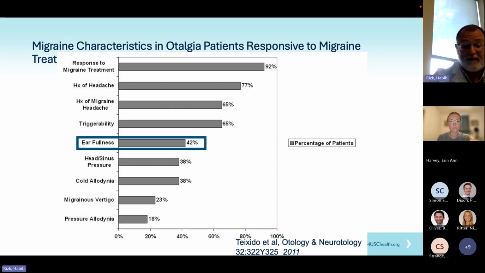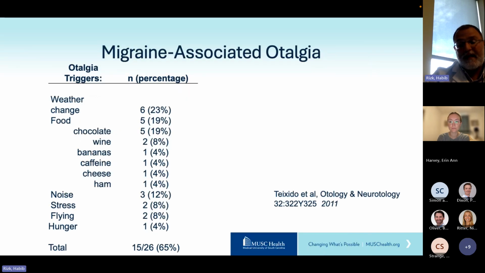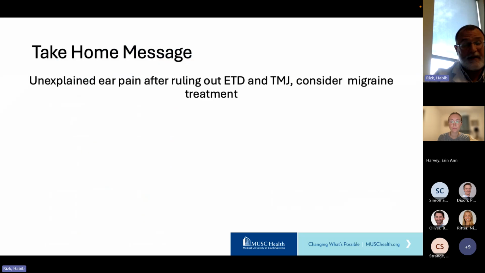So 23% of patients who had this unexplained ear pain had a vestibular migraine underneath, which we will see later how much it can make the differential diagnosis with Meniere's disease sometimes difficult. And if you look at some of the criteria they looked at concerning that otalgia, they had a lot of triggers that are similar to the triggers we see in migraine.